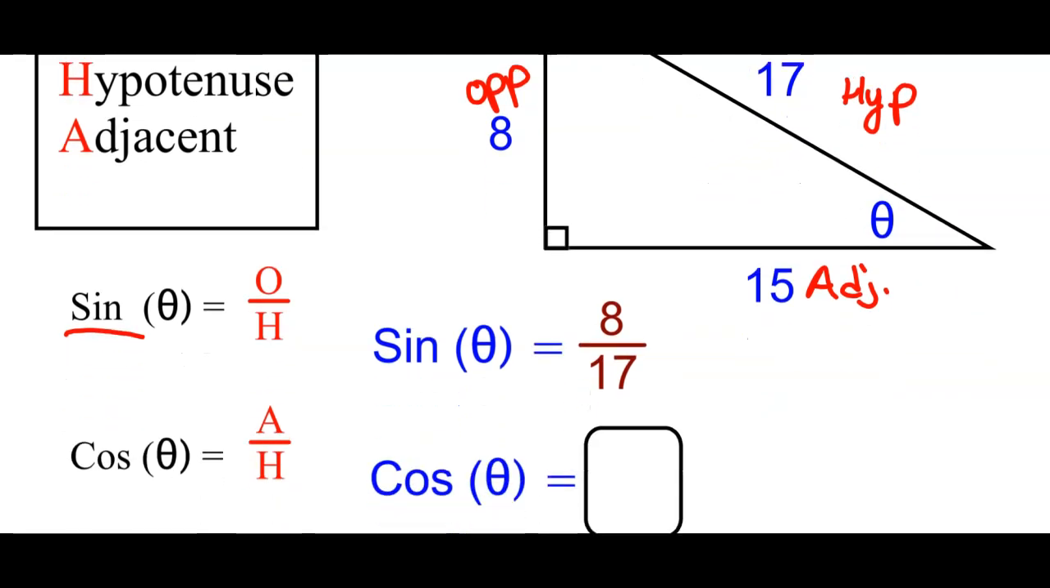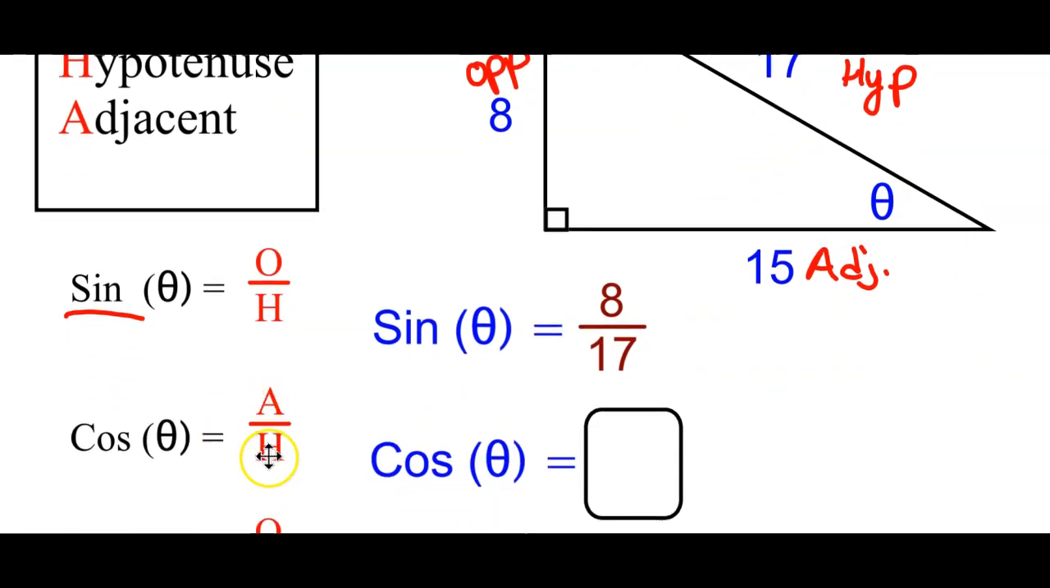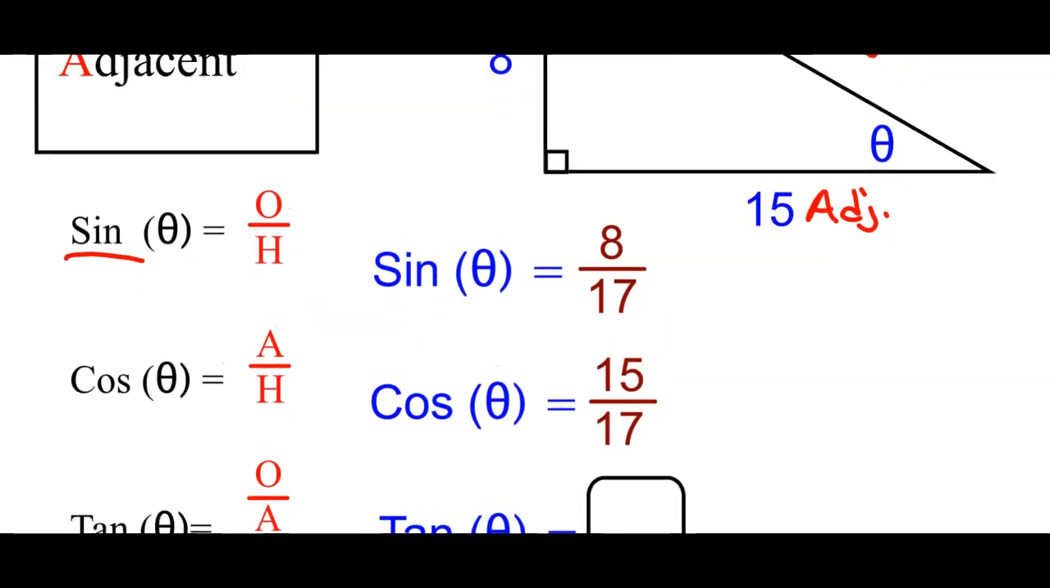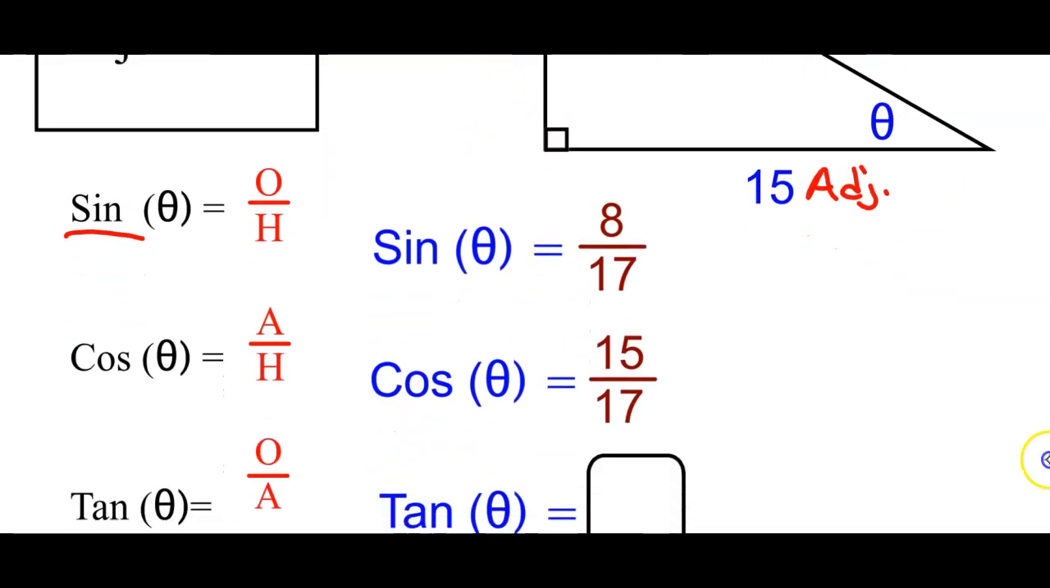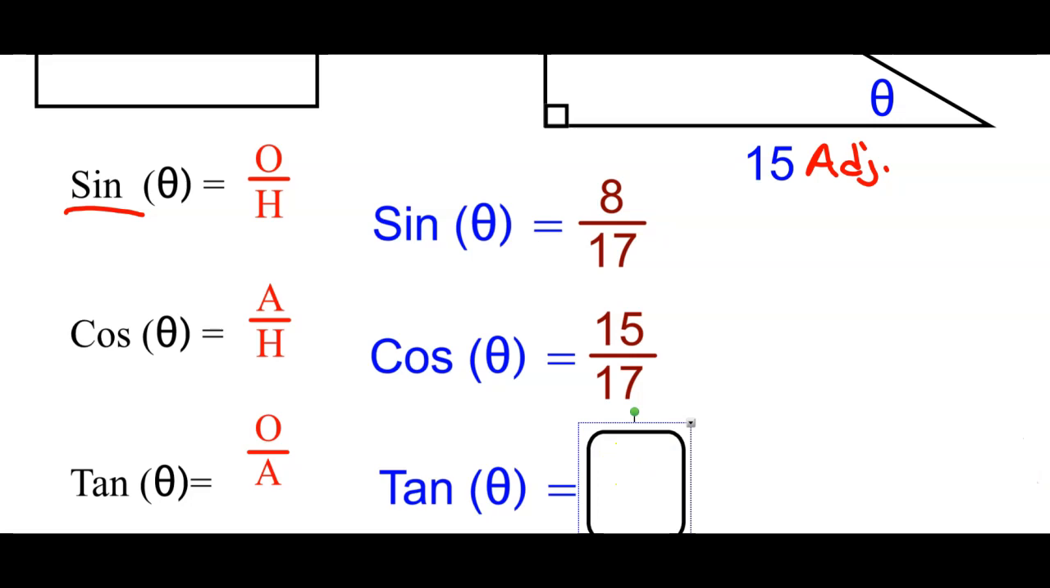The cosine, looking at my guide, is adjacent over hypotenuse. So the adjacent side is 15. I'm going to write that over 17. And then the tangent is opposite over adjacent. So the opposite side is 8, the adjacent side is 15. I'm going to write it out like that. So that's just setting up the ratios. We could take it further and solve for the angles. I'm not going to do that yet. But that's basically how you set up the problem.